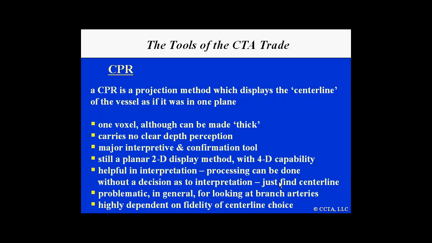It is very helpful in interpretation, and processing can be done without a decision as to the actual anatomic findings. So this allows one to pre-process the images by just finding the center line. That information then can be displayed to the physician for interpretation. It can be problematic in general for looking at branch arteries, and it is highly dependent upon the fidelity of the center line choice.